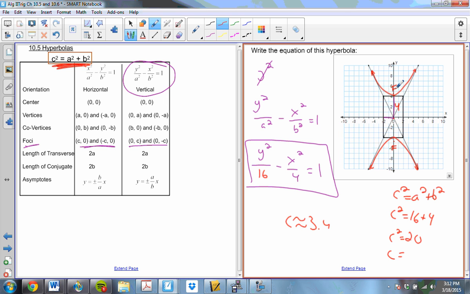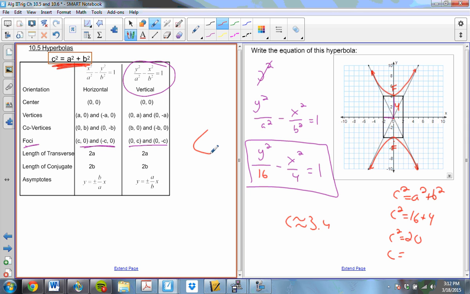Parabolas, circles, and ellipses always have a focus inside the curve. Wherever that curve is, the focus is inside it. They always have a focus inside the curve, in this case 2 foci, inside the 2 curves.